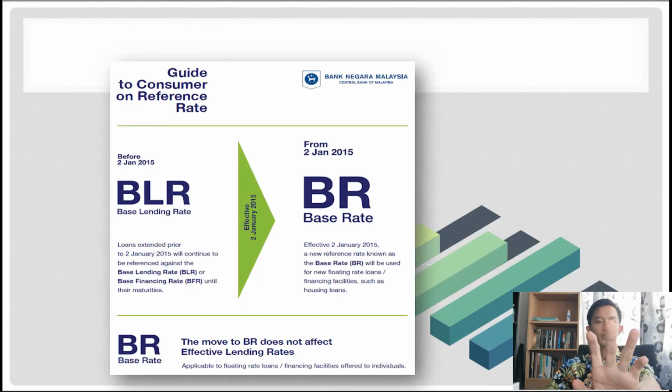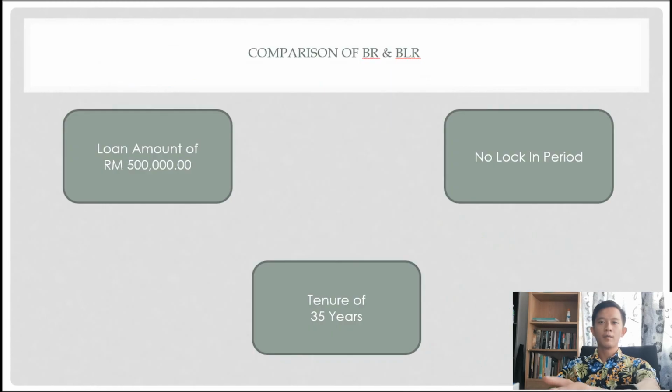So this is the rough picture or diagram of the conversion from BLR to BR. I will explain with more detail for easier understanding. So let's look at the next slide: the comparison of bank rate and base lending rate. Let's say we are applying for a loan to buy a house, with a loan amount of 500,000 ringgit Malaysia, with no lock-in period and a tenure of 35 years.